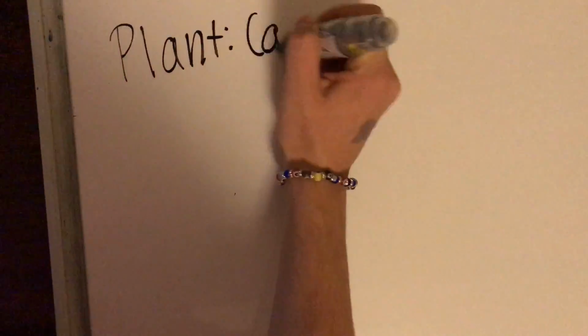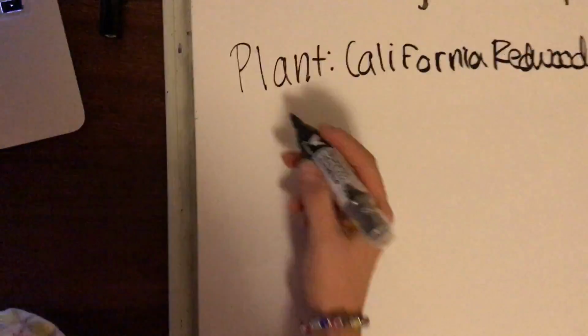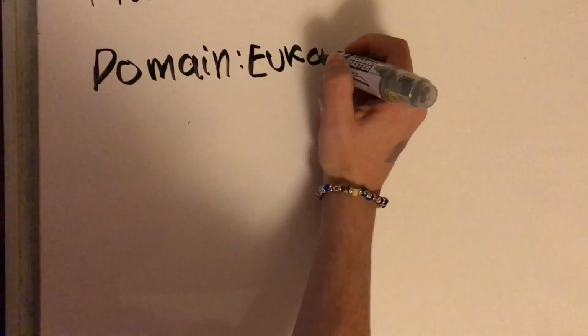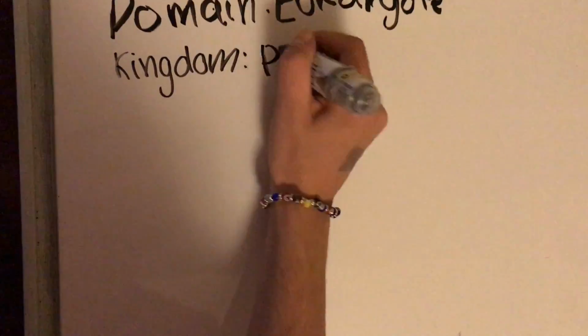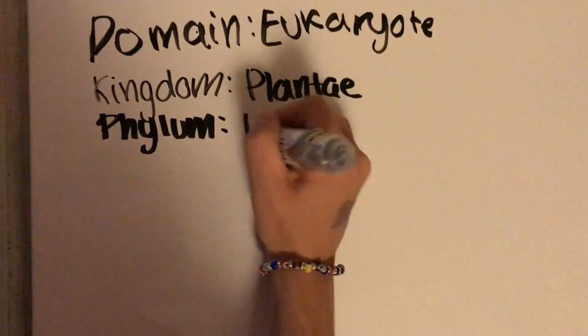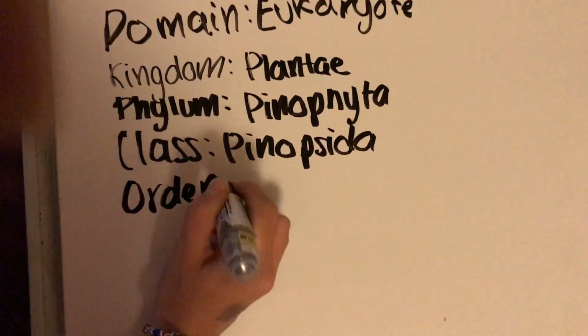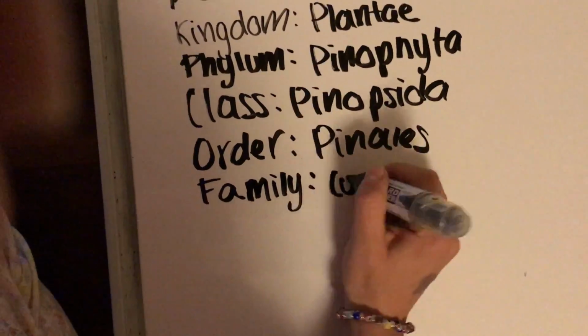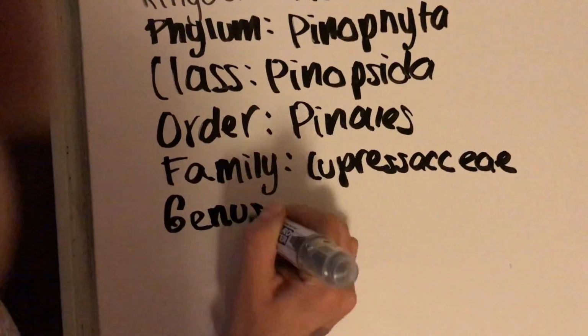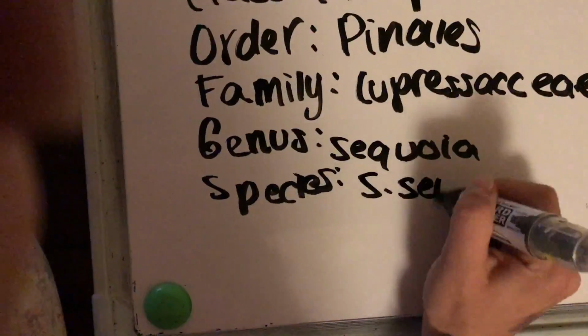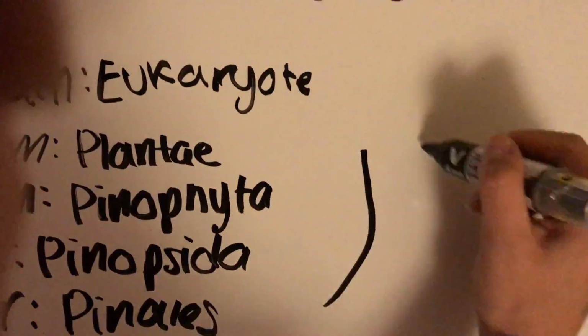The California redwood. Its domain is Eukaryote. Kingdom Plantae. Phylum Pinophyta. Class Pinopsida. Order Pinales. Family Cupressaceae. Genus Sequoia, and species sempervirens.